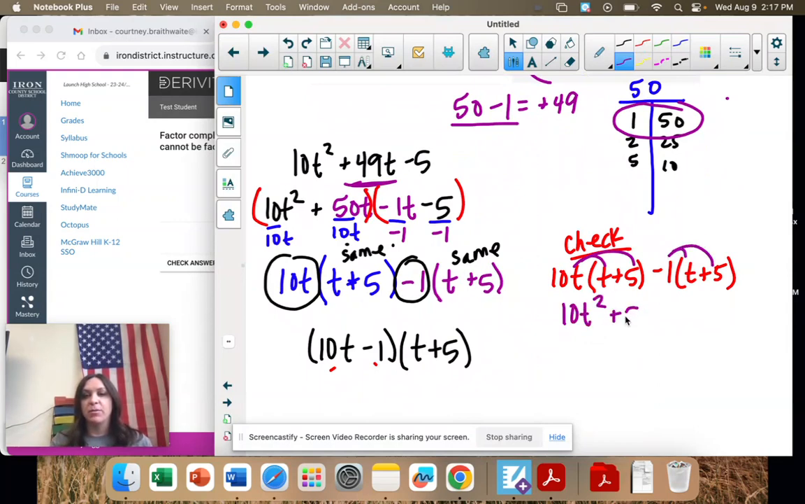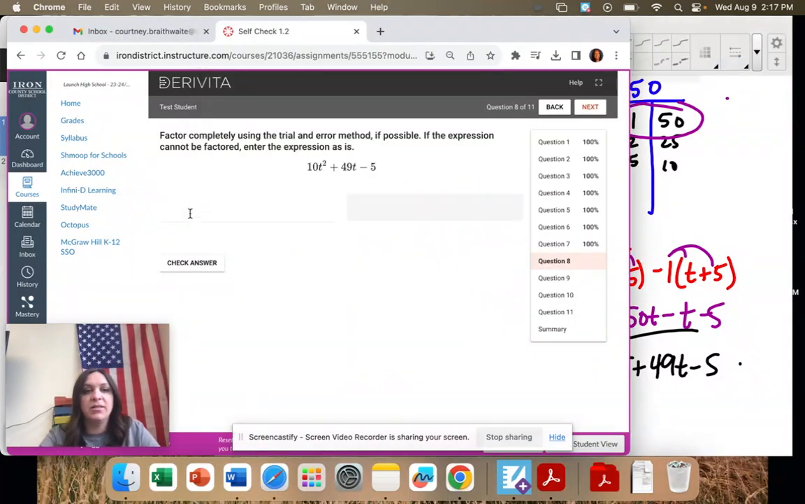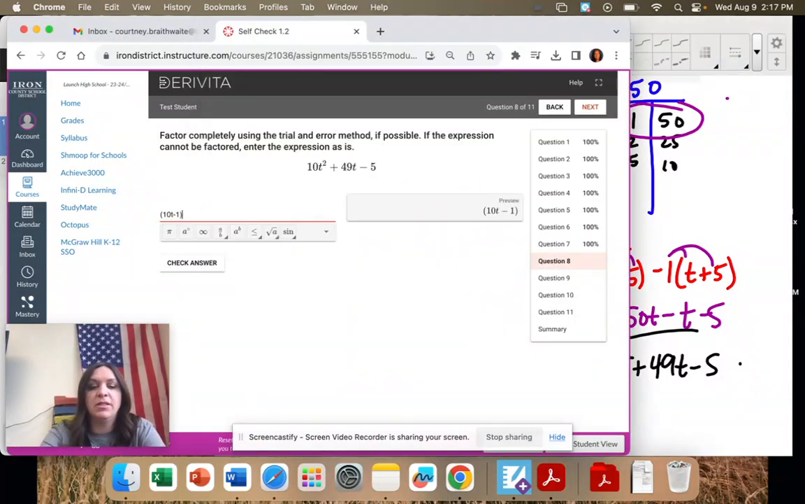10t squared plus 50t minus 1t minus 5. I just wrote this step. Then the middle two combine to 49. And that's what we started with. I just wrote that. So checking helps you see your steps along the way. So our factored form is 10t minus 1 and t plus 5.